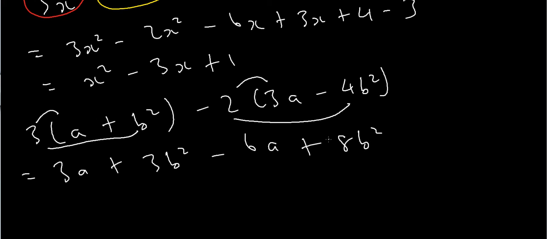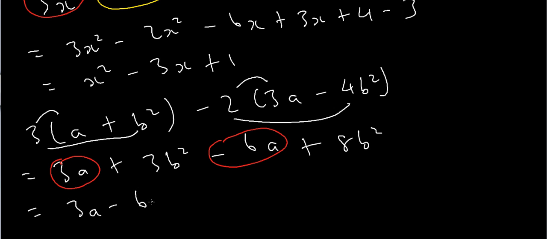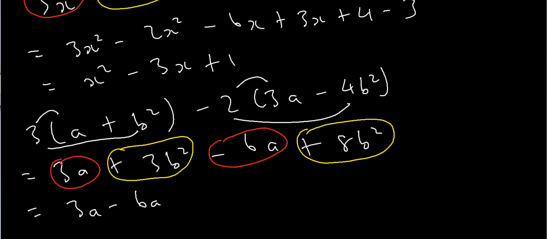And now we can do exactly the same thing as we did before. Let's look at the a terms. We've got a 3a here and a minus 6a here. So we've got 3a minus 6a. And we've also got a plus 3b squared and a plus 8b squared. So we've got plus 3b squared plus 8b squared.